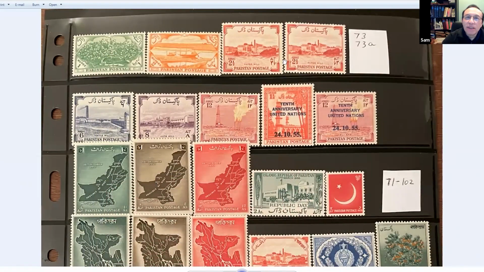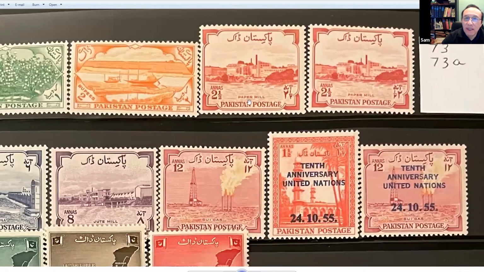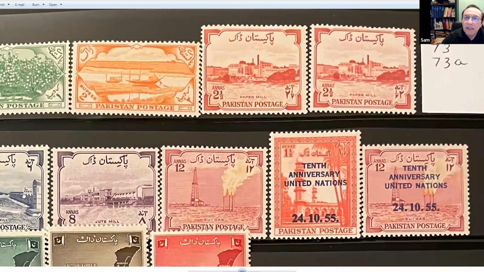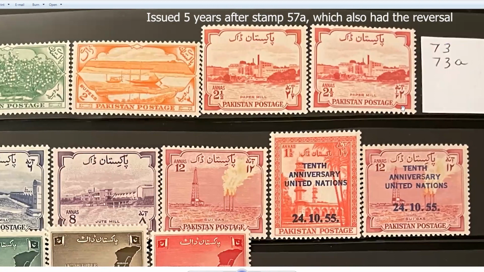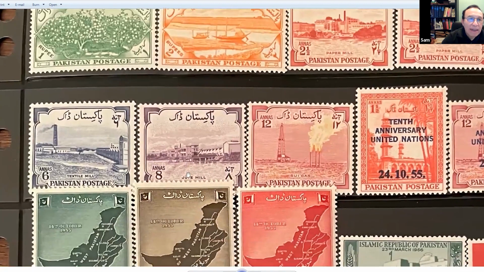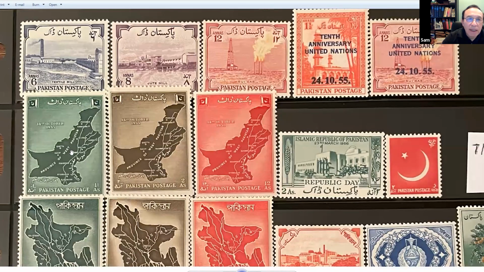Okay, so these stamps here show a paper mill, and now let's see, here happened the same issues as before. This one is a textile mill, then some UN anniversary. Continuing, we got a map of West Pakistan.